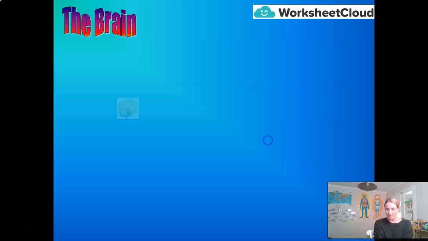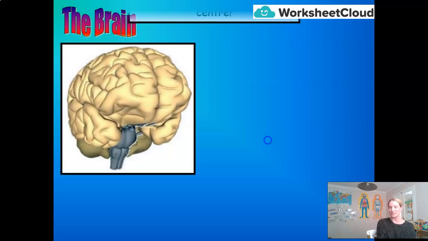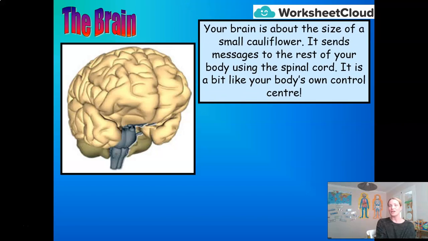And we'll start with the brain at the very top of your body. It looks a little bit like a cauliflower, doesn't it? So your brain's job is to send messages to the rest of your body using your spinal cord. Now, if you remember, I think it was yesterday or even the day before the lesson, we talked about your vertebrae and your spine protecting that spinal cord, as well as giving your body support to hold your head up. But that spinal cord is so important because it sends all the messages from your brain to the rest of the body and back again.